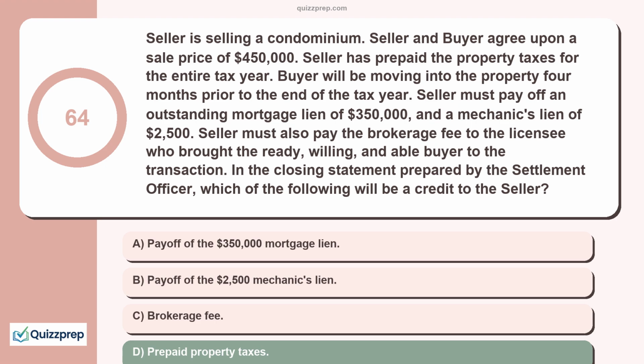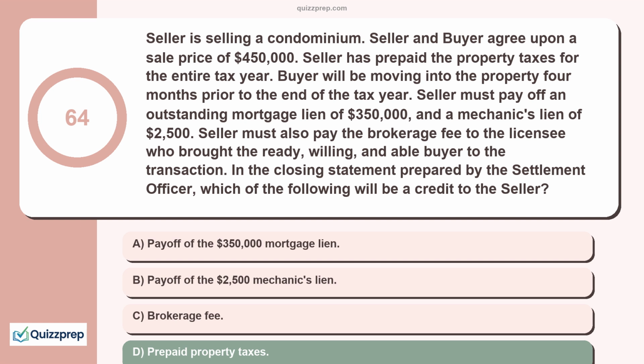The seller will be reimbursed for the prepaid property taxes for those 4 months of the remaining tax year when the buyer will own the property. The other answer choices are all considered debits to the seller. Test-taking tip: a good way to remember this is that, for the settlement officer, a credit increases what a party can take from the closing, while a debit decreases what a party takes from the closing.